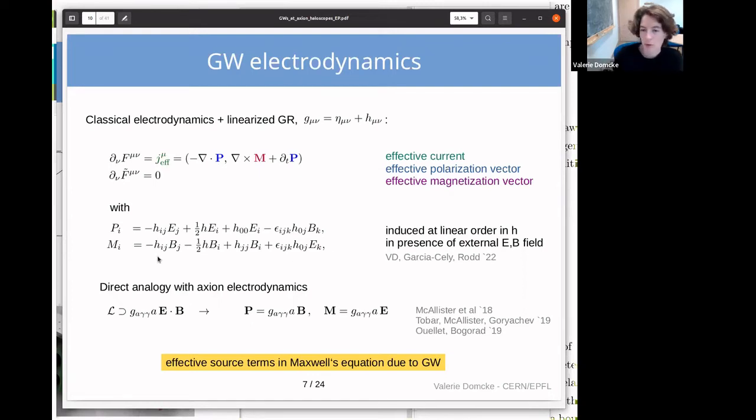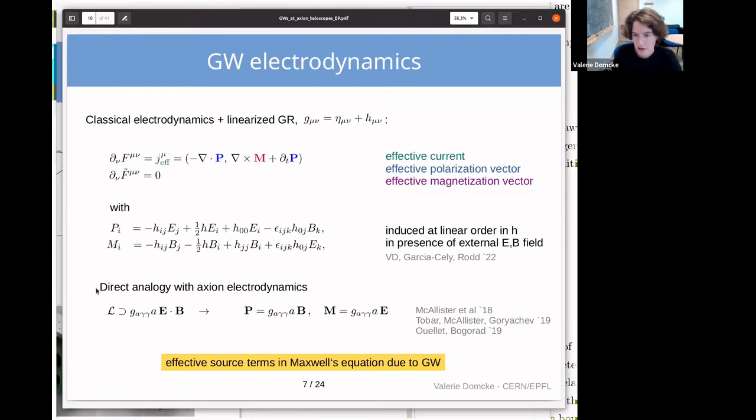But the only thing I want you to take away here is that all of these terms are linearly proportional both to the amplitude of the gravitational wave, h, and to either the background electric field or the background magnetic field. So what this means is that in the presence of a background electric or magnetic field, a gravitational wave will act effectively as a current, as a source in Maxwell's equations. And the source will, of course, now induce electric and magnetic fields, and it's these induced electric and magnetic fields that we want to hunt down and detect.